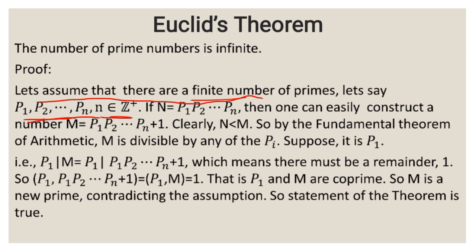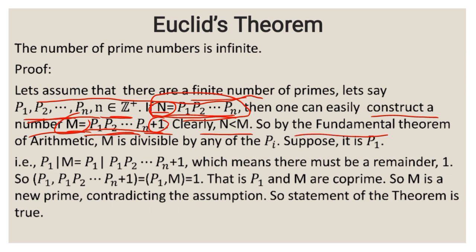So if N is written as the product of all the primes, then one can easily construct a new number, say m, such that we just add 1 to the product of the prime numbers. If you add 1 to the product of prime numbers, it's obvious that N will be smaller than m because m is bigger by 1. For instance, if N were 6 and m is 7, definitely N is smaller than m.